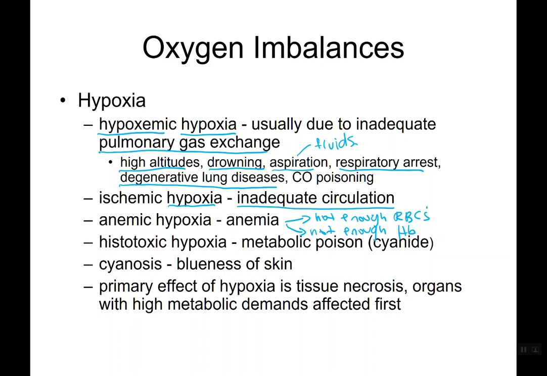Histotoxic hypoxia refers to hypoxia that's secondary to a metabolic poison. So anything that interrupts the ability of your body to use oxygen is going to cause this process. So metabolic poisons like cyanide do this. And cyanide basically prevents the cells in your body from using oxygen to burn fuel. So we call it cyanide because it causes cyanosis, which is blueness of the skin.